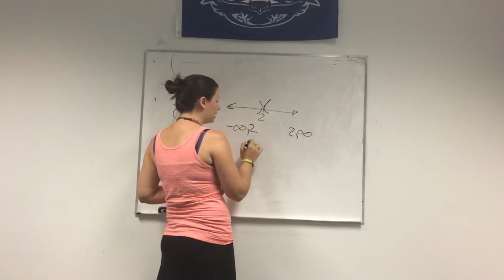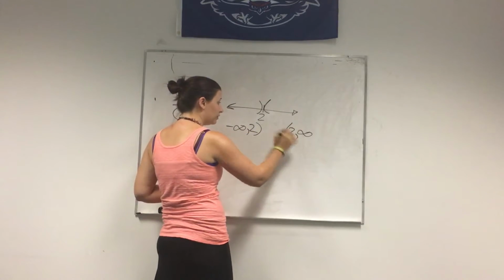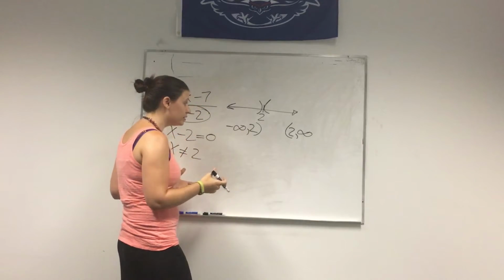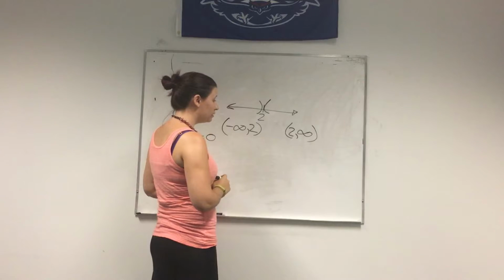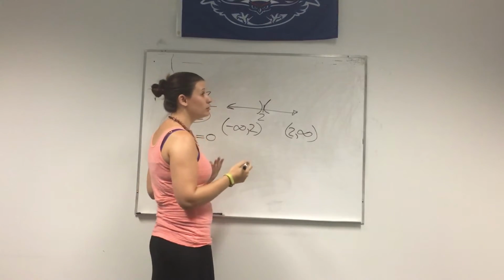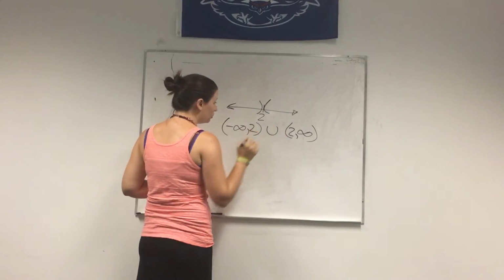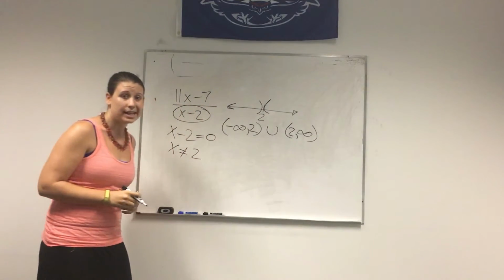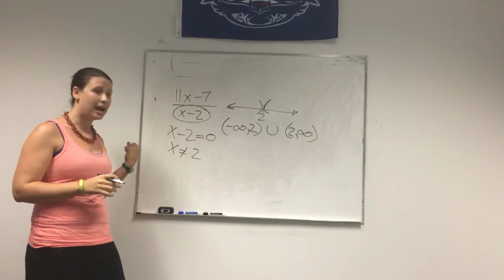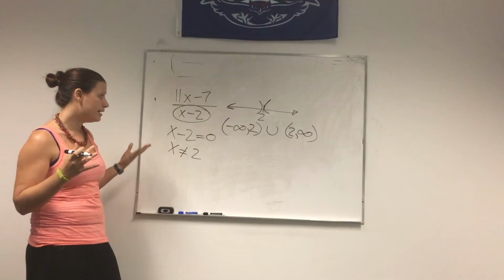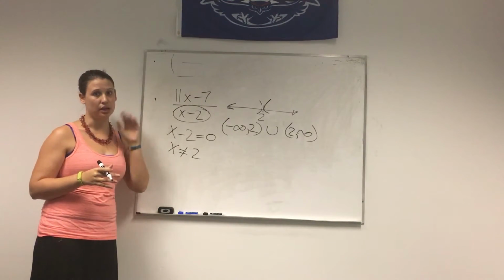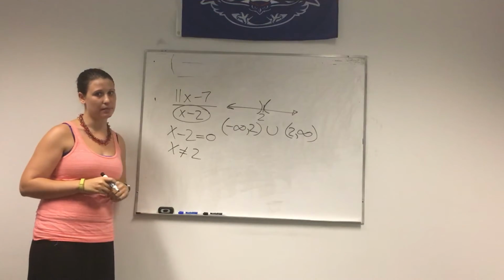So the way to not let it be there is with parentheses, because parentheses don't equal. And we always parenthesize infinities because you can't ever reach infinity. And then you union the sets. That's how you pull a number out of an interval. Okay? So that's one thing that's not allowed: we can't have 0 in the denominator.